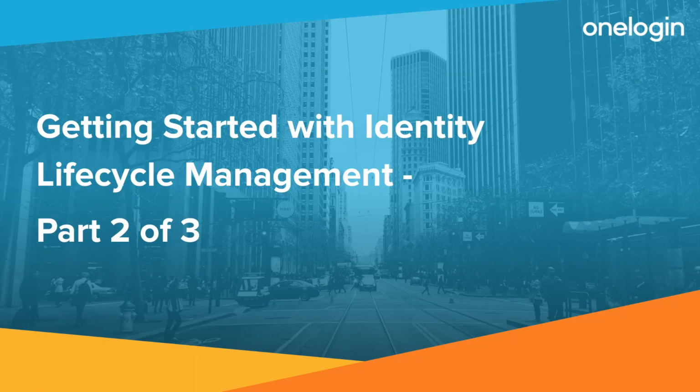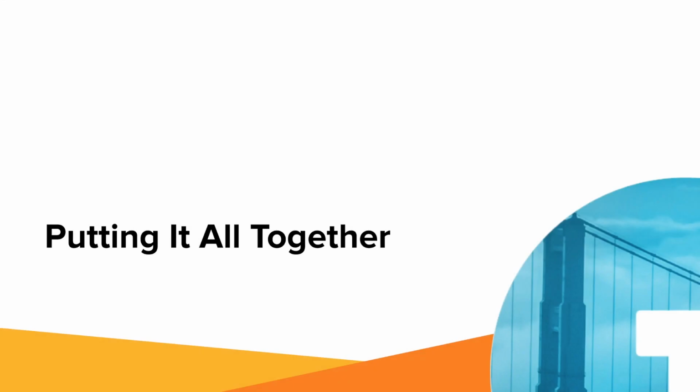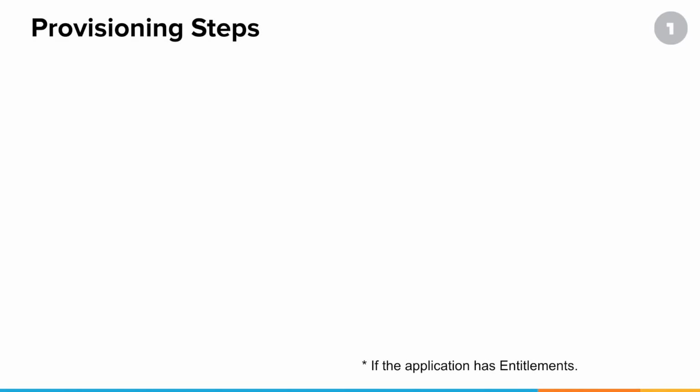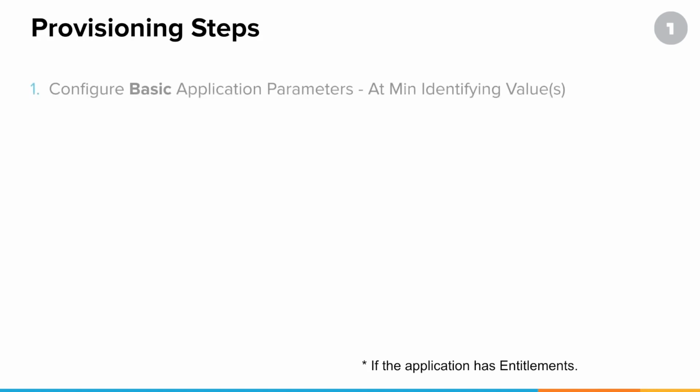Welcome to Getting Started with Identity Lifecycle Management, Part 2. Now let's check out how all this is configured. Now, order does make a difference when it comes to enabling provisioning. First, you need to match up which field from OneLogin will be used to uniquely identify users within the application. This will be among the basic parameters that need to be sent to the application.